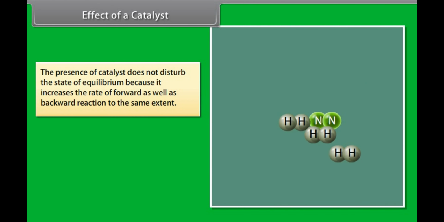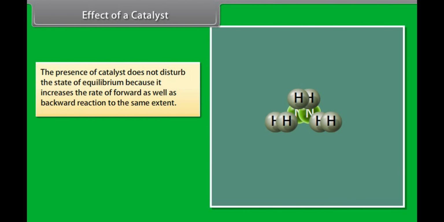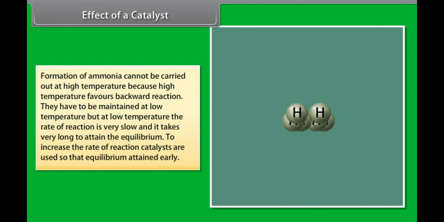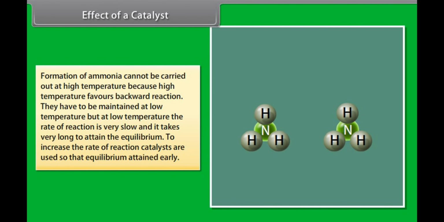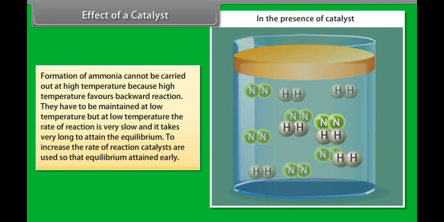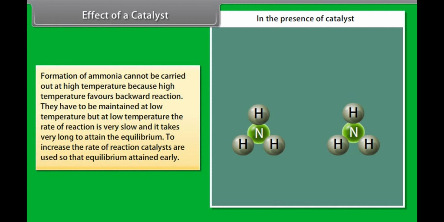Effect of a catalyst. The presence of a catalyst does not disturb the state of equilibrium because it increases the rate of the forward as well as the backward reaction to the same extent. The reaction of formation of ammonia cannot be carried out at high temperature because high temperature favors the backward reaction. It has to be maintained at low temperature, but at low temperature, the rate of reaction is very slow and it takes very long to attain equilibrium. To increase the rate of reaction, catalysts are used so that equilibrium is attained early.